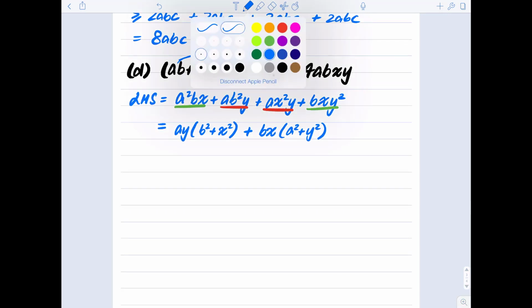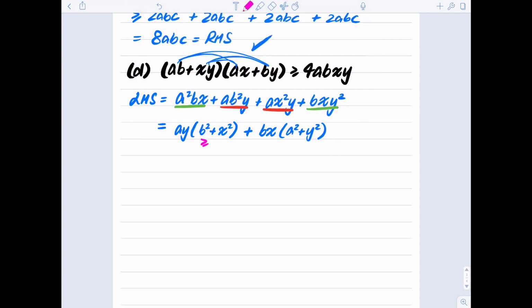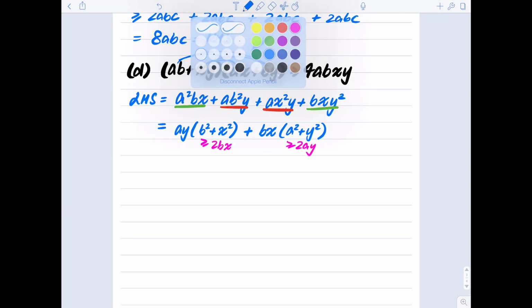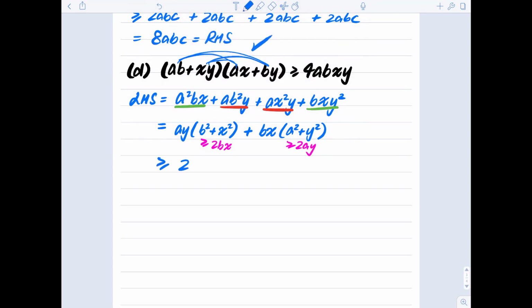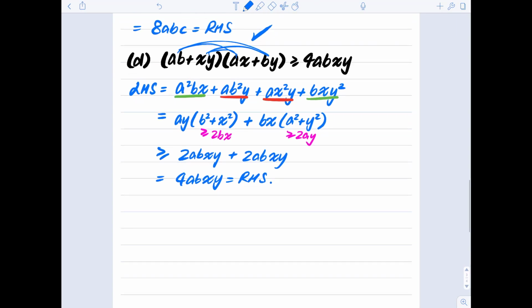And apply exactly the same deal. This is larger than or equal to 2bx. This is larger than or equal to 2ay. So in total, this whole thing must be bigger than or equal to 2 a, b, x, y. This is also a, b, x, y. 4abxy. Right hand side. Nice. Okay, last one.